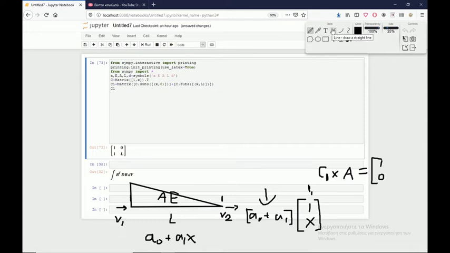This is the first time. Now the second time, we need the second degree of freedom to be 1 and the first one to be 0. So this will be 0, 1. Now, C1 is 2 by 2. The result here is also 2 by 2.